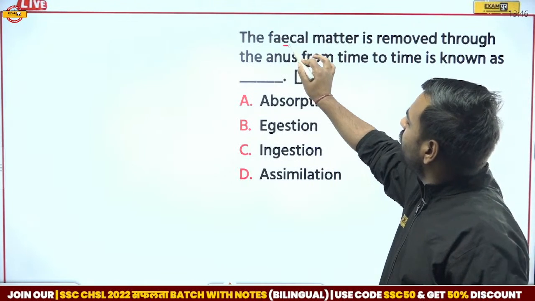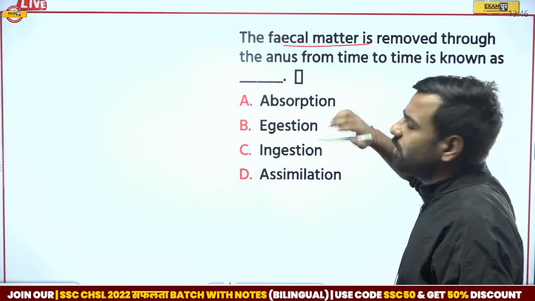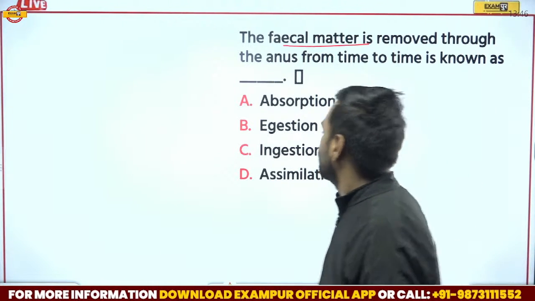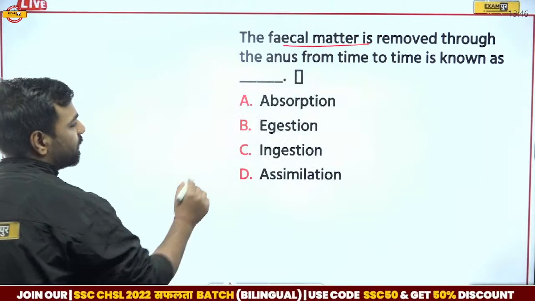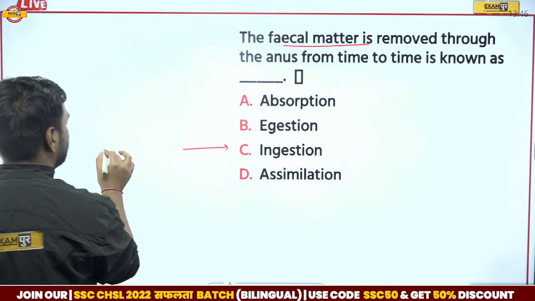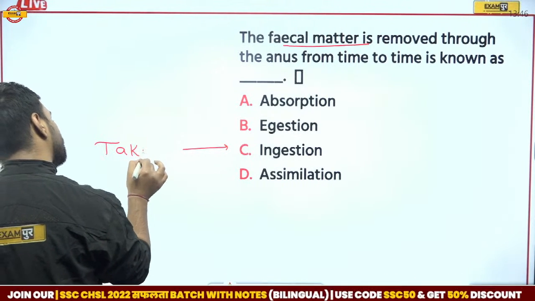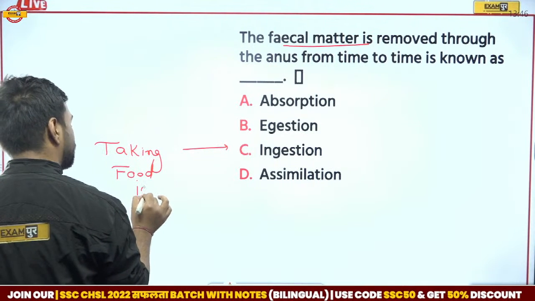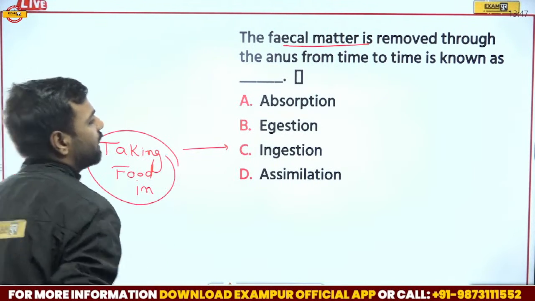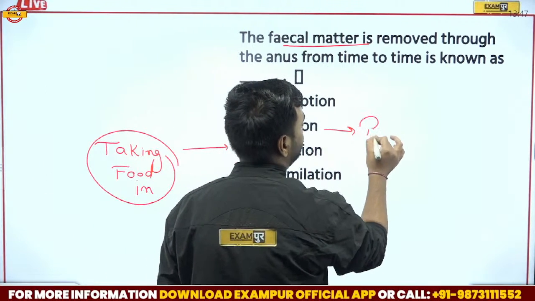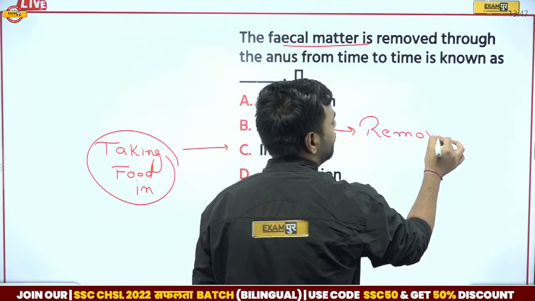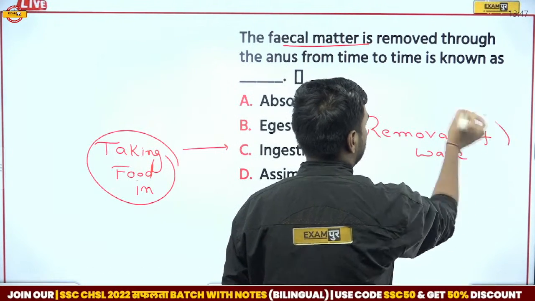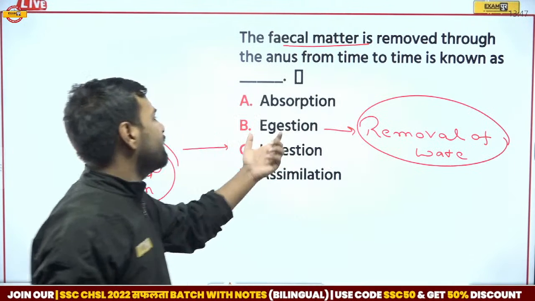Now see, whenever we are talking about this fecal matter, this means we are talking about the excretion part. Ram is going with D, that is assimilation. Okay. See, Ram, what happens when we are talking about ingestion? This means we are taking food in. That is, we are talking about the intake of the food. And whenever we are talking about the removal of waste, that is solid waste, we'll talk about the removal of waste, that is your ingestion.